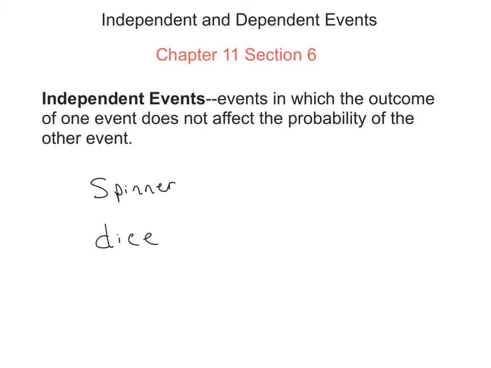Example number 3. Suppose I rolled a die and I picked a card out of a deck. Well, if I rolled a die and it landed on 2, that has nothing to do with me reaching into a deck of cards and pulling out a card. So once again, those are separate events. They have nothing to do with one another.